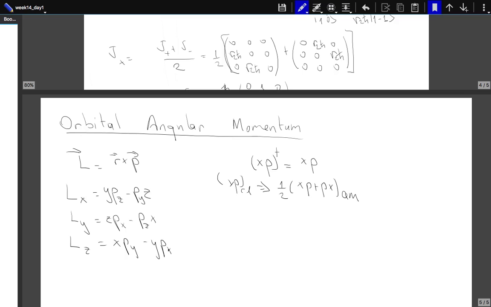This R cross P is a Hermitian operator. Now let's look at the commutators. If this generates rotations also in the quantum world, its commutators are fixed. It should still satisfy [Li, Lj] = iħ epsilon_ijk Lk. If it doesn't satisfy these commutation relations, it doesn't generate rotations in the quantum world.